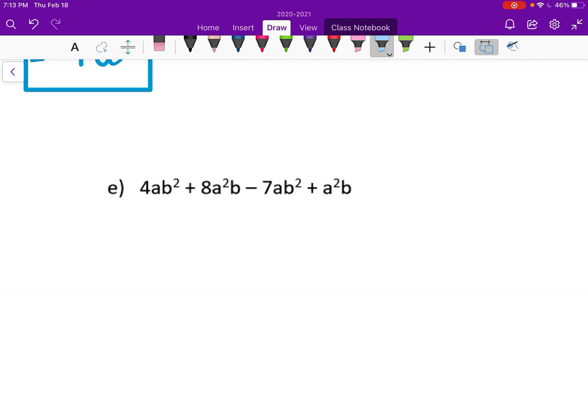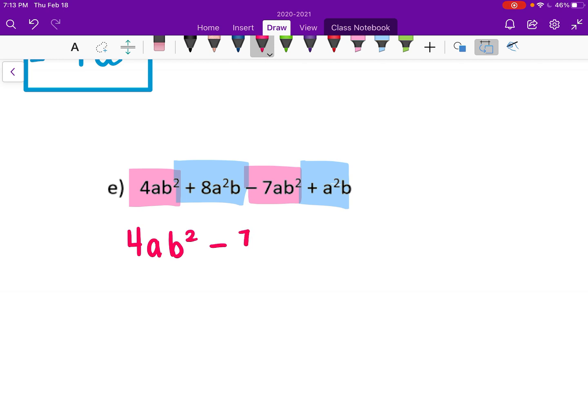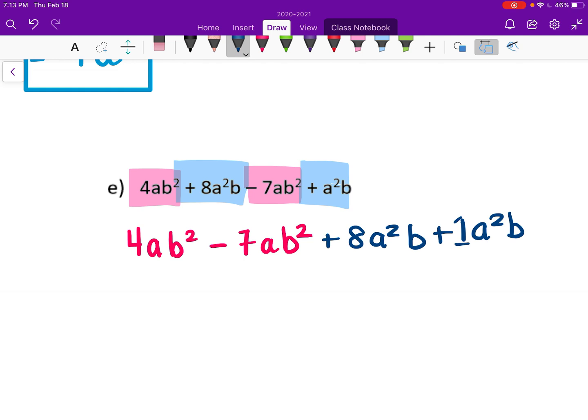So I'm going to go in, I'm going to use my pink highlighter. I'm going to say, okay, I'm going to find all my ab squareds. That's a squared b, so that's not right. This one, negative 7, is ab squared. And then that's also a squared plus b. So I'm going to collect that one as well. Right, so in pink, I'm going to do 4ab squared minus 7ab squared. And then in blue, I'm going to do plus 8a squared b plus 1a squared b, because I know that's a 1 in front of this.